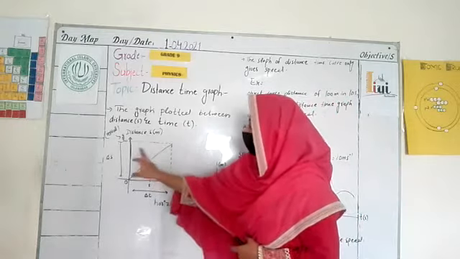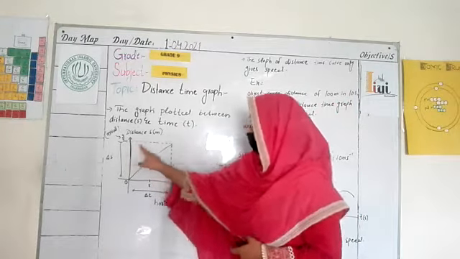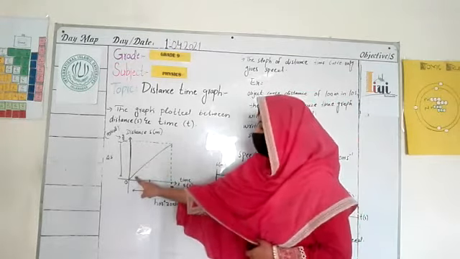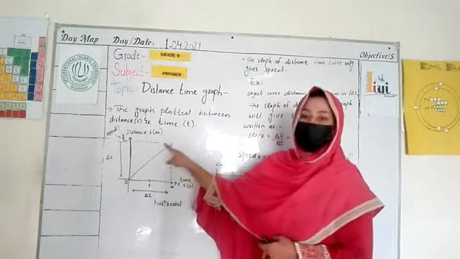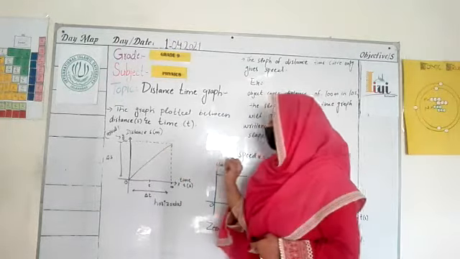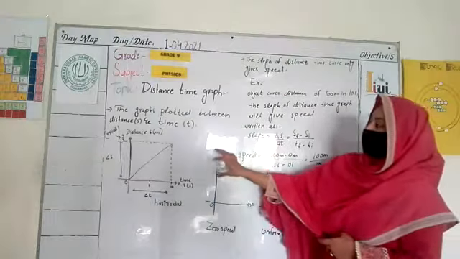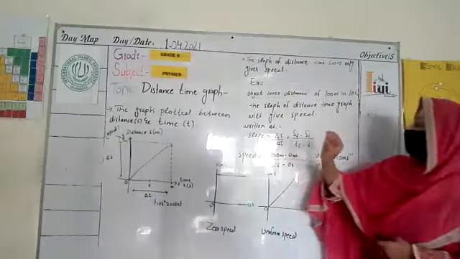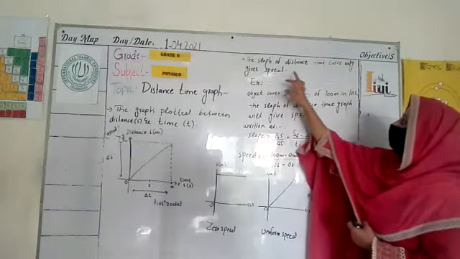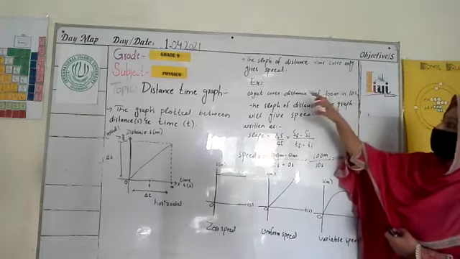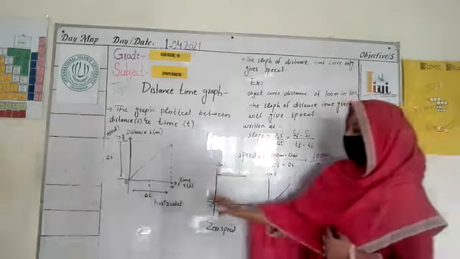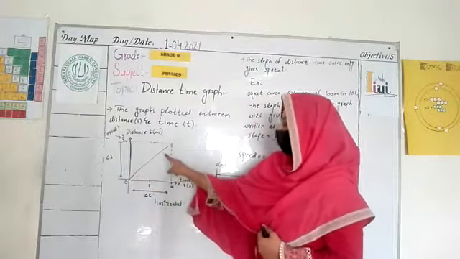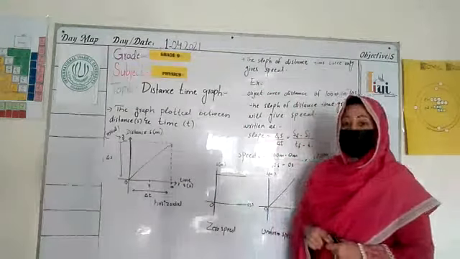This is the graph plotted between the distance and the time, and the slope shows us the speed of the object which is in motion. So this is all about the distance time graph. The slope of the distance time curve only gives speed. I told you that this slope shows us only speed.